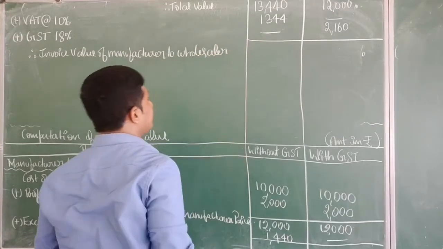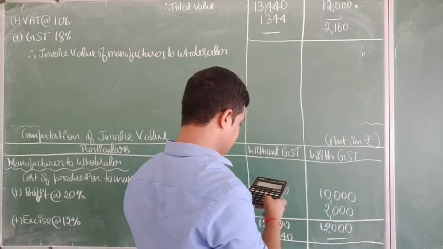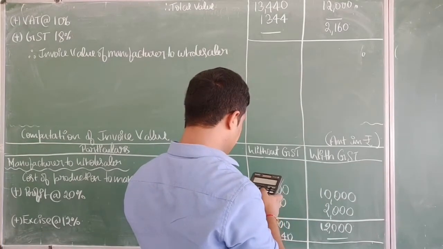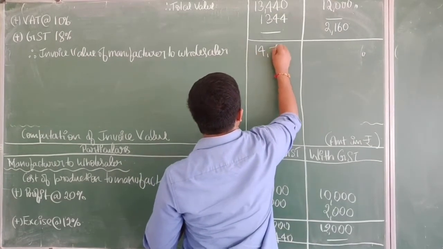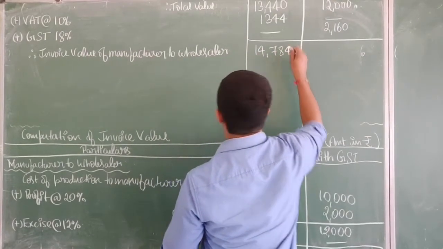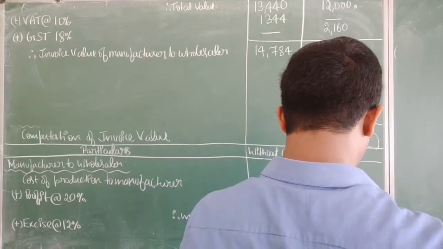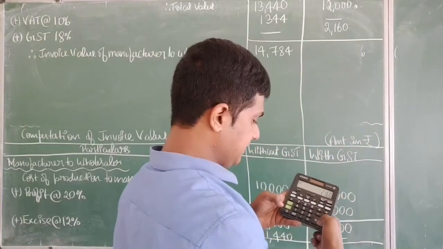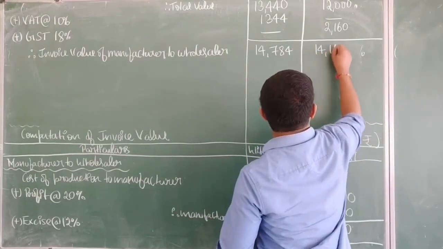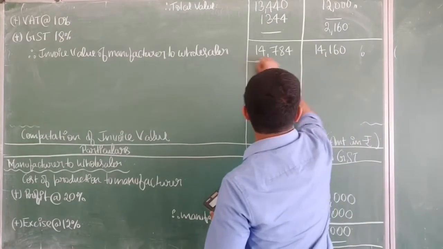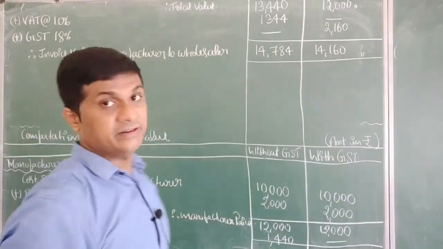So now we have to add these values. I'll use a calculator. So 13,440 plus 1,344 is equal to 14,784, and then 12,000 plus 2,160 is equal to 14,160. So this is the invoice value of the manufacturer to wholesaler.